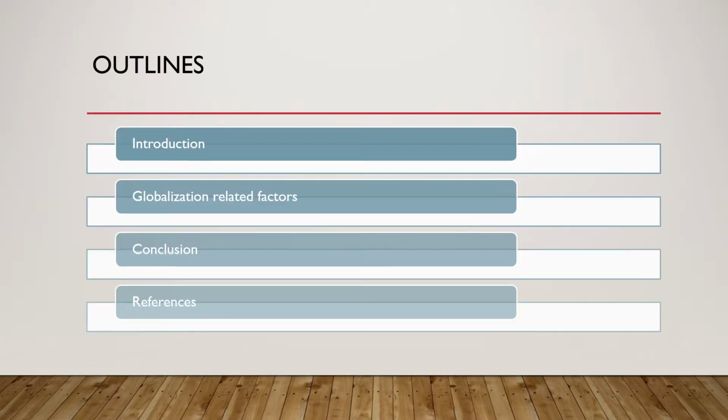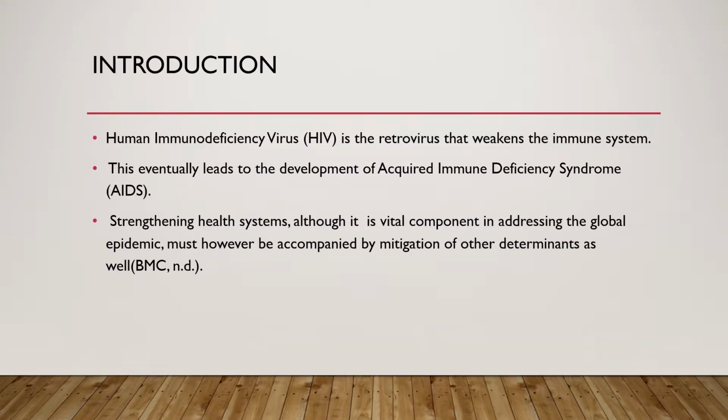So I'll start from the introduction, where the following are the outlines. Then I will go to globalization-related factors, conclusion, and then references. In the introduction, we are going to see about HIV and AIDS, where we found that human immunodeficiency virus is a retrovirus that weakens the immune system. When a person's immune system weakens, it eventually leads to what we call AIDS, which is acquired immunodeficiency syndrome.